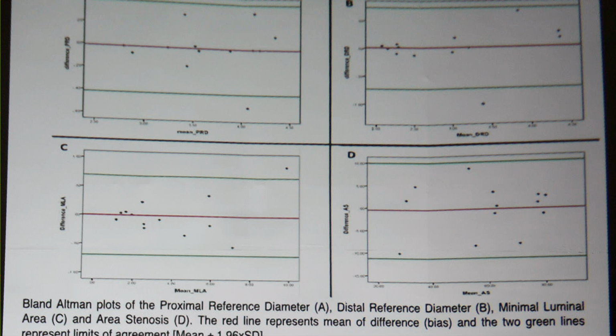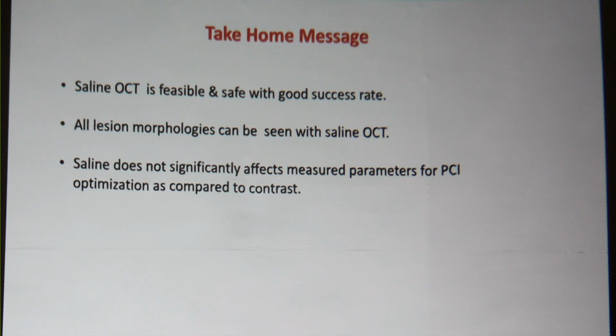When we did the Bland-Altman plotting to see whether saline and contrast are in good agreement for PCI optimization, yes, they were in good agreement. So we concluded that saline OCT is safe and feasible with a success rate of 88%. All lesion morphologies can be seen with saline OCT. Saline OCT does not significantly affect the measured vessel parameter as far as PCI optimization is concerned.